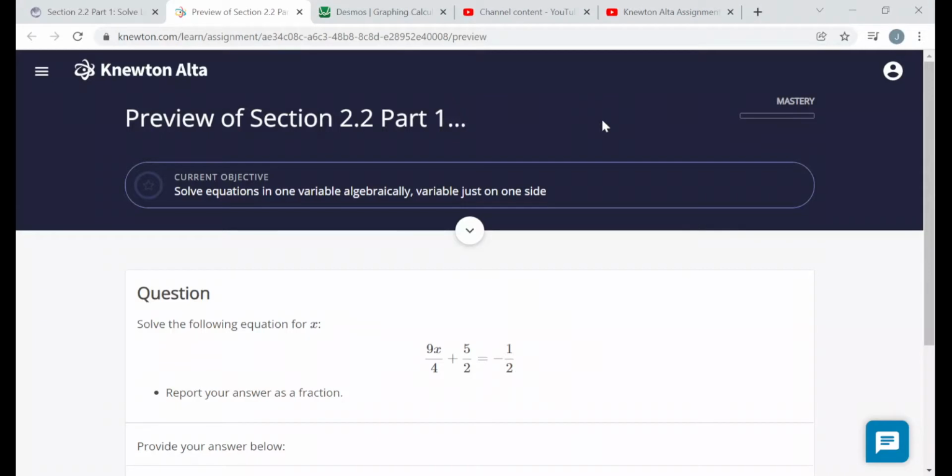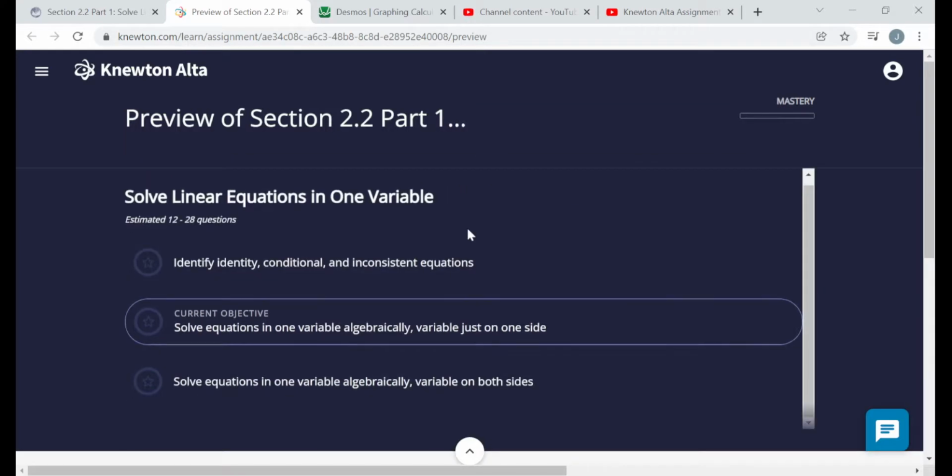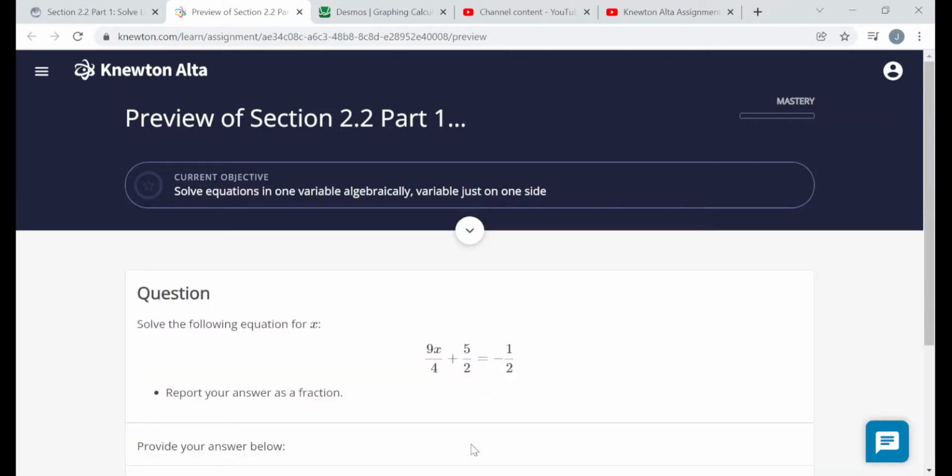Alright, so here's the assignment page. You will not see the words "preview of", you'll just see the title. You've got your mastery bar telling you how far along you've gotten. The objectives, it looks like there are 3 objectives in this assignment. And under the current objective is a question related to that objective.